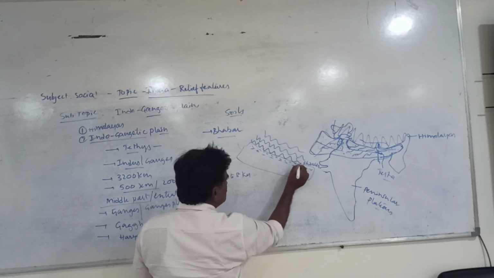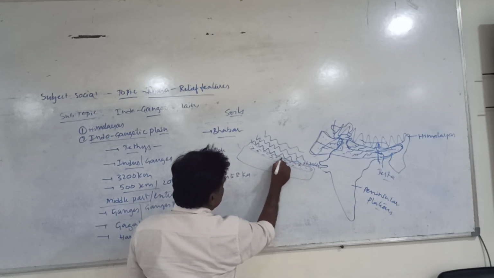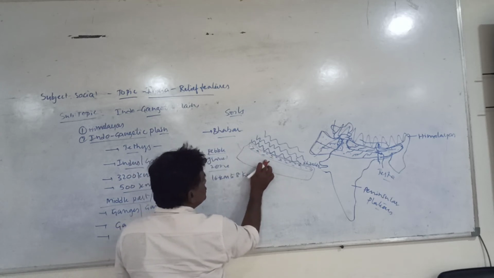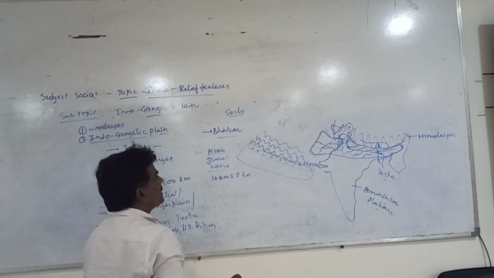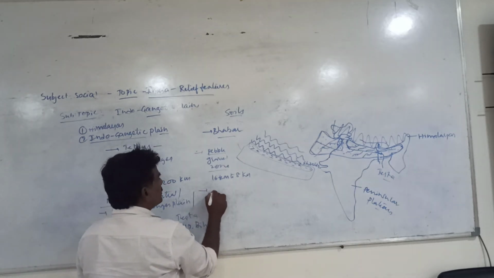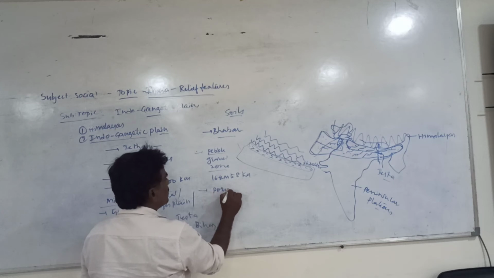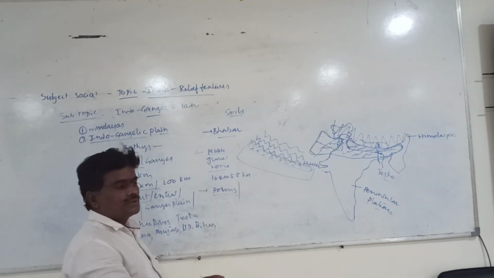From these Sivaliks, if you move towards the south, we can find a particular zone. Look at this zone. We call this zone Bhabar, a pebble and gravel zone which is porous in nature. Porous in nature, it's a weak layer. If you step on it, you will go down.